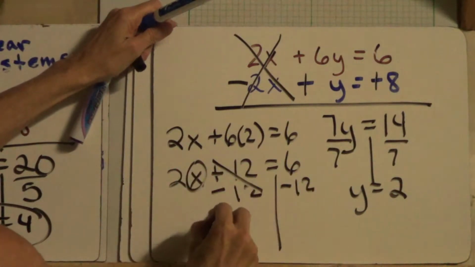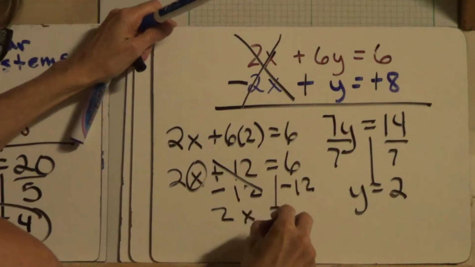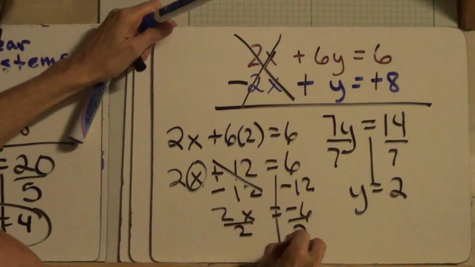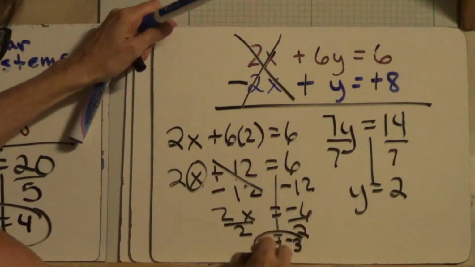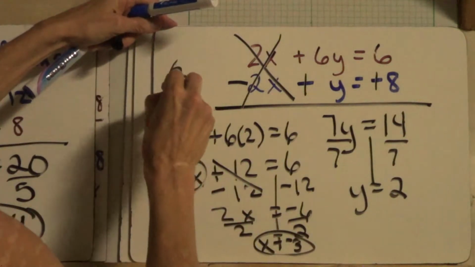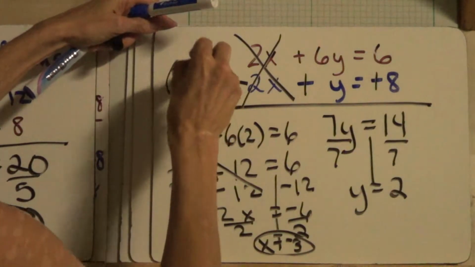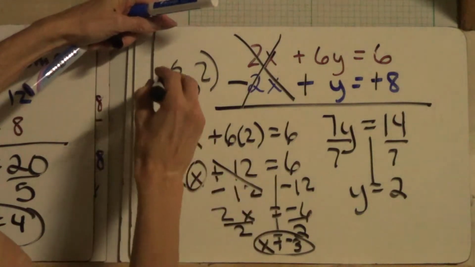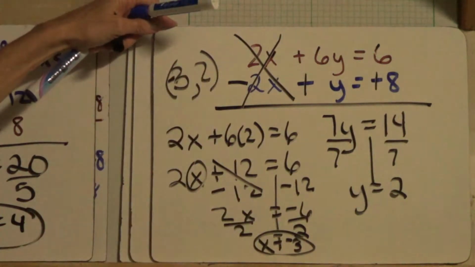That wipes out. 2x equals negative 6. It's being multiplied, so we divide. X equals negative 3. So our point is 3, 2. Oh, I'm sorry, negative 3, 2. Okay?